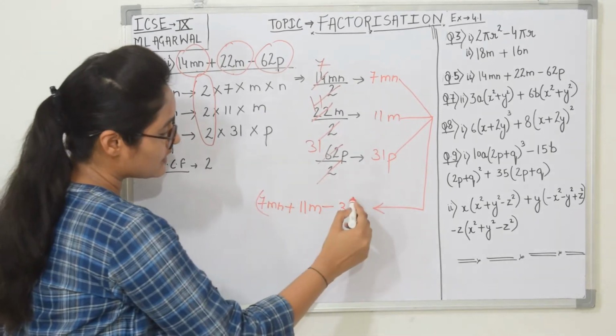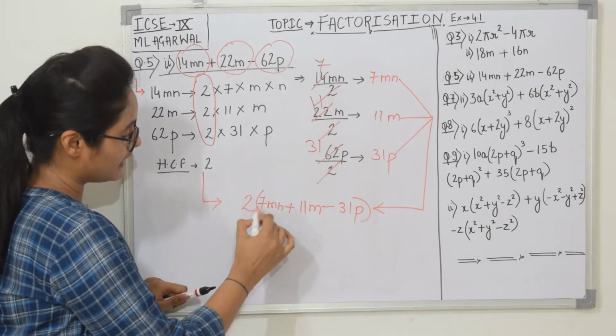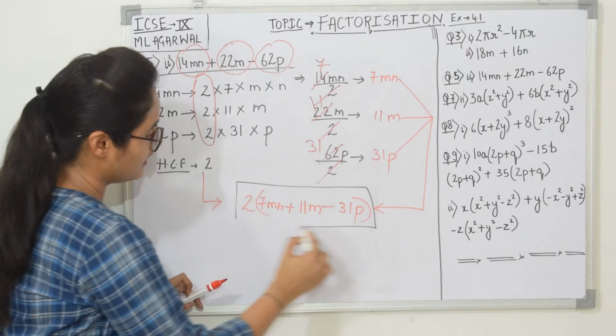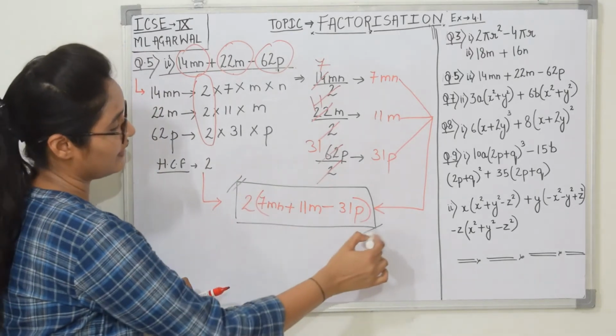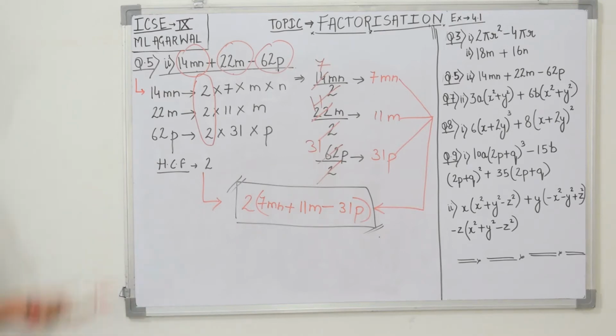You have to enclose it within a bracket and write the HCF outside the bracket. So this is your final answer of this question. See, we haven't done anything different here, we have just followed a basic approach and solved it.